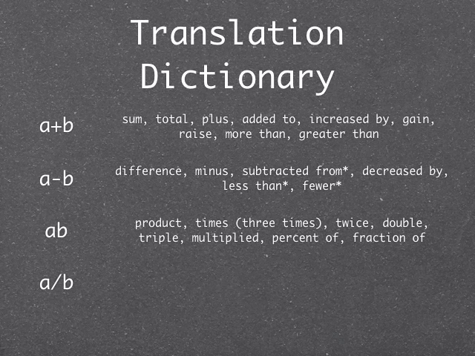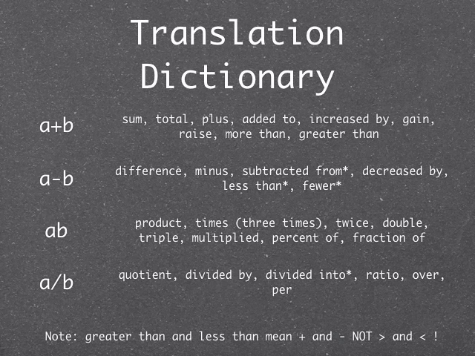Things that mean multiply: product, times, like 3 times, twice, double, triple, multiplied, percent of, fraction of. And things that mean divide: quotient, divided by, divided into. Again, for that one, the order in English is different than the math order. Ratio, over, and per. Another thing to note is that greater than and less than mean plus and minus, not the greater than sign and the less than sign.